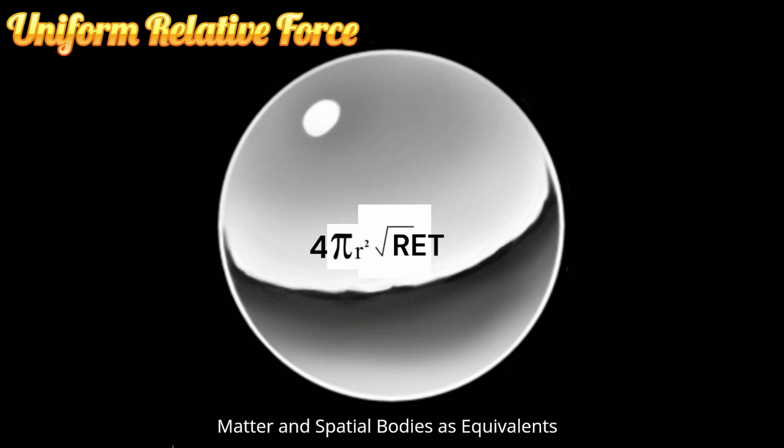Dark matter and spatial bodies as equivalents. In this framework, dark matter can be viewed as an equivalent to ordinary matter in terms of relative mass, despite its lack of direct interaction with light. Just as electrical current and voltage are interdependent, dark matter and spatial bodies like galaxies can be seen as part of a larger dynamic system, both influenced by URF in different but related ways.